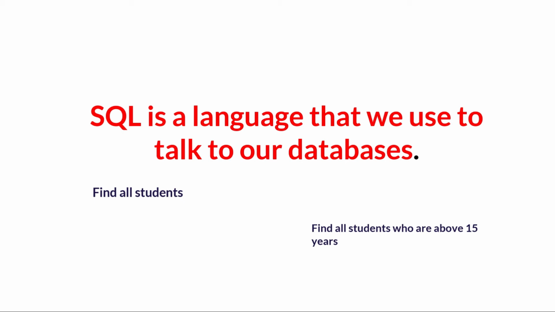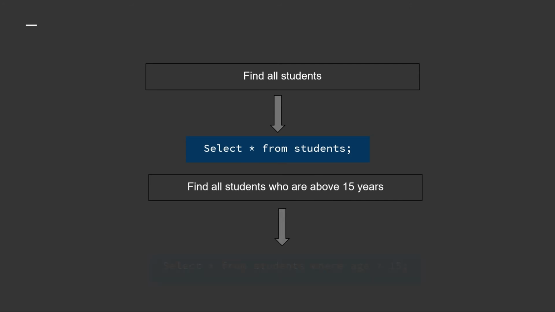So we write these lines in the form of queries, and then SQL talks to our databases. Here are a few queries in English and in SQL commands. Find all students will be written as select star from student semicolon, and find all students who are above 15 will be written as select star from student where age is greater than 15 semicolon. These queries will interact with our databases.